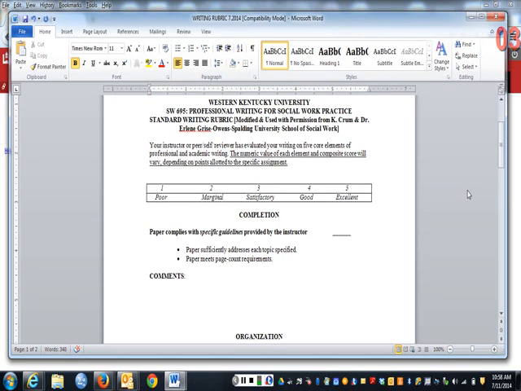The first component or core element that we're going to talk about is completion. Your paper must comply with the specific guidelines provided by the instructor. We've listed 2 here, that the paper sufficiently addresses each topic that is specified. So if the professor has given you several items or concepts that you need to demonstrate that you understand in the paper, that you've addressed each concept. The paper has to meet page count requirements. You don't want it to be over the page limit. You don't want it to be under the page limit. So these are some specific guidelines that the instructor has given you.